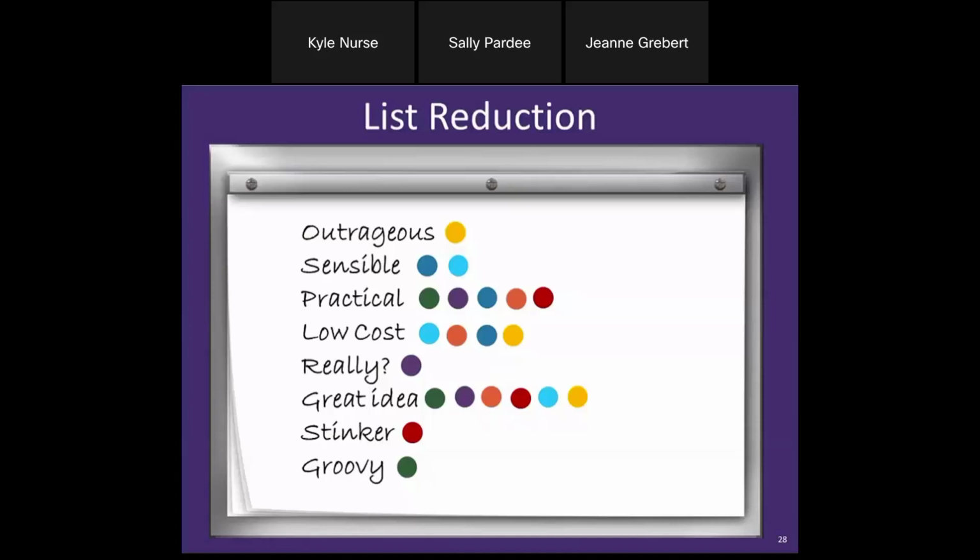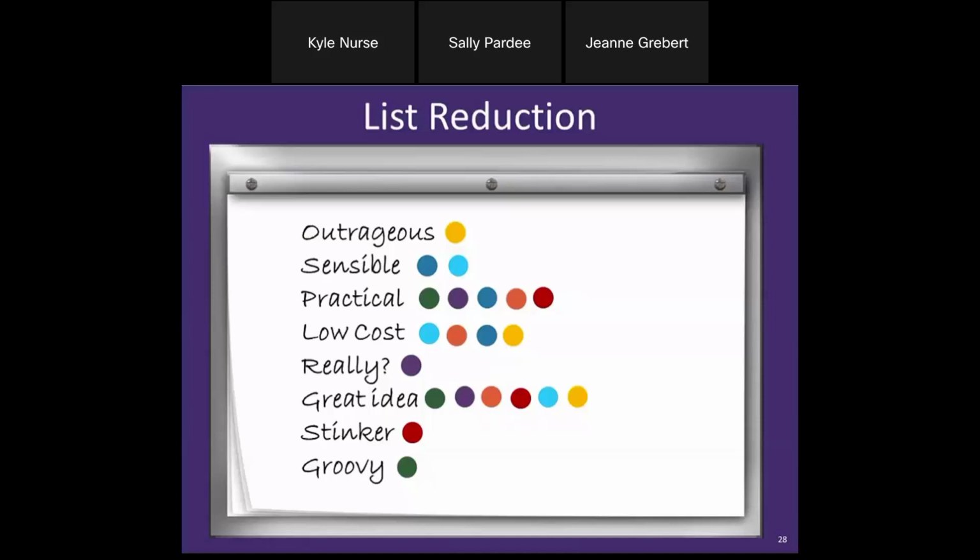Okay, I'll describe it a little. A list reduction can help you narrow down the possible solutions to a problem. And I'll give you an example. Let's say that a group of employees came up with several different ideas to fix a problem. Just to save time, we're going to name their ideas the outrageous idea, the sensible idea, the practical idea, the low cost idea, the really idea, the great idea, the stinker idea, and the groovy idea. Now, normally you'd see a short phrase for each of your solutions, other than what I've said. And the phrase would be something like buy a new printer.